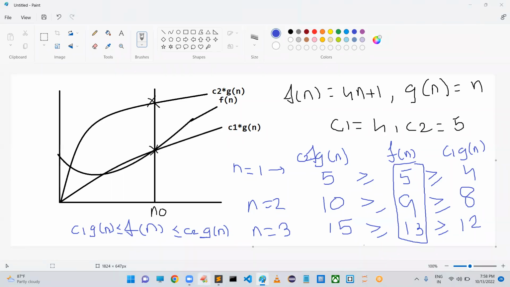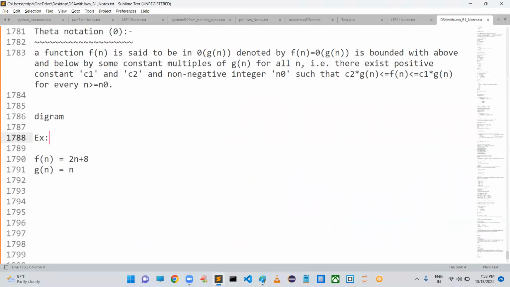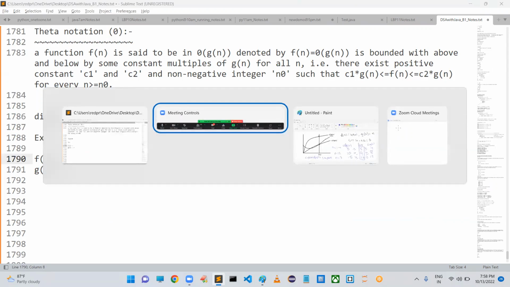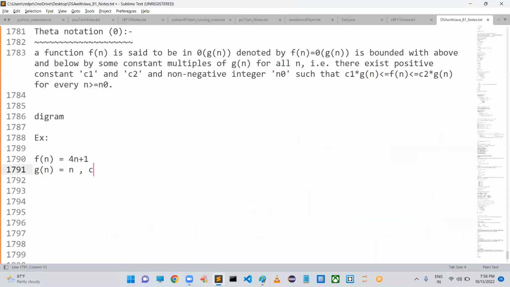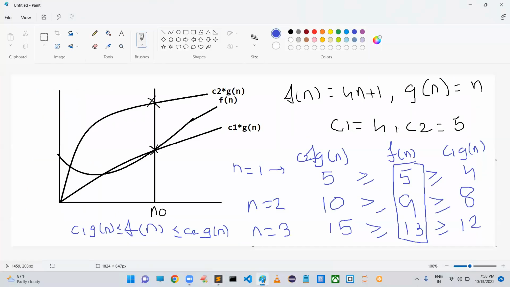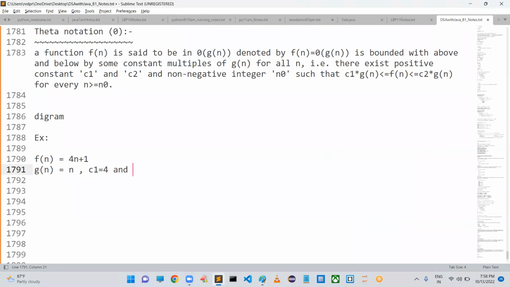Yes, in theory it is written in reverse. Correct. So first we take C1 into g of n, which is less than or equal to f of n, less than or equal to C2 into g of n. What is the function that we have taken here? 4n plus 1, where C1 is equal to 4 and C2 is equal to 5, and n is greater than or equal to 1. I hope it is very clear for you, right?